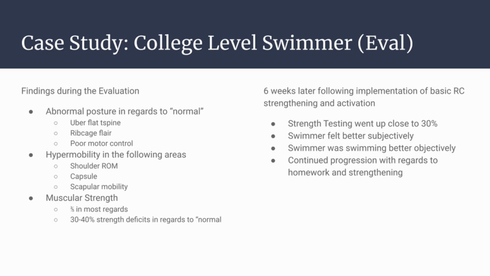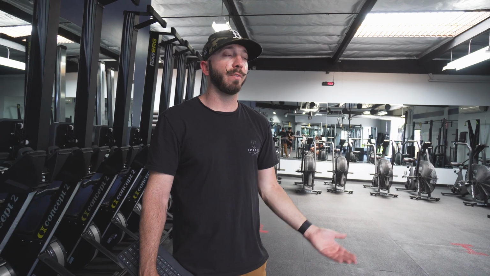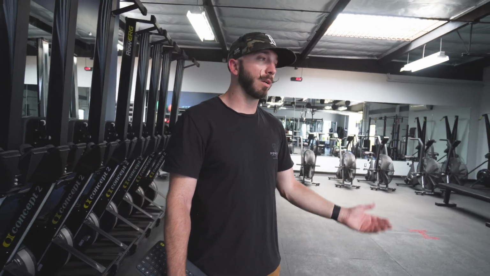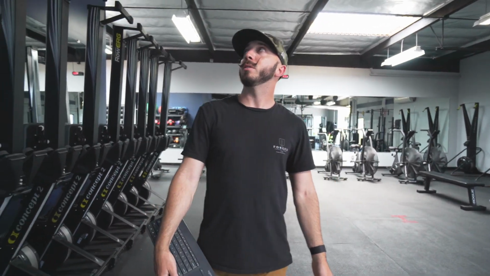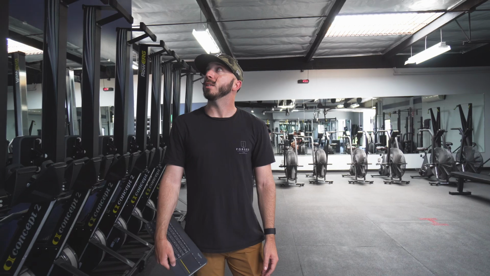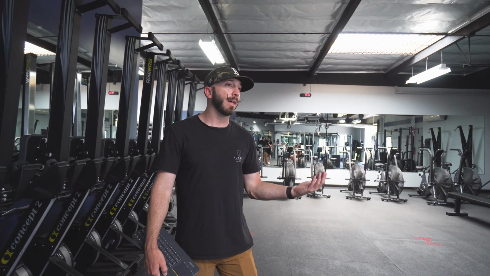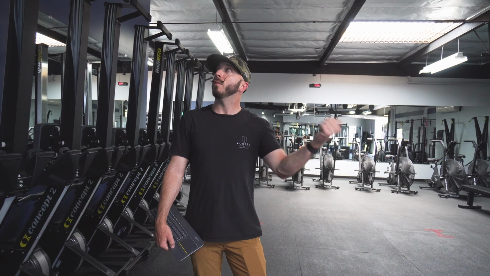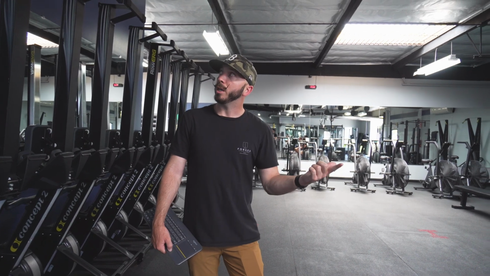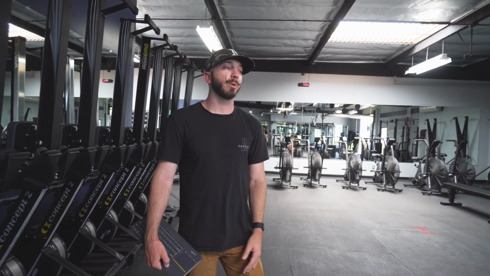So again, we retested his scaption actually today, and he was up by 53% on his right side, 75% on his left side. So again, 30 to 40 is kind of a gray area, but that's what we found during the evaluation. Six weeks later, strength testing went up about 30%, because he texted me that. Obviously, it's not the best, but this is where I'm going to go first. He felt better subjectively, felt better objectively, and then he continued to progress with homework and strengthening, right?